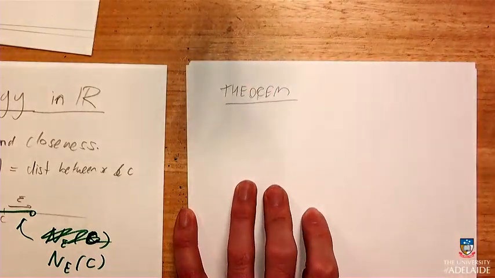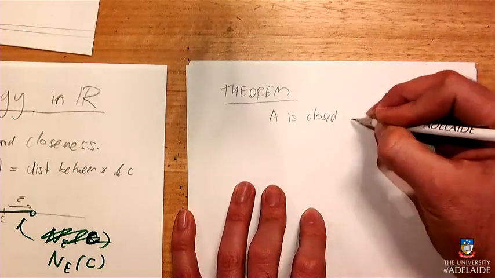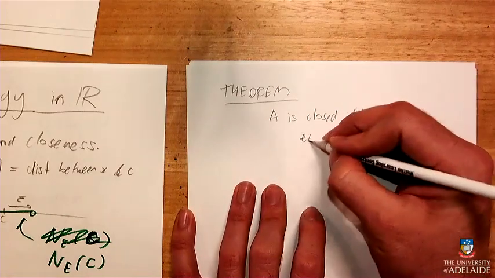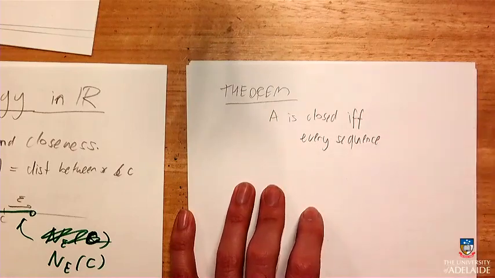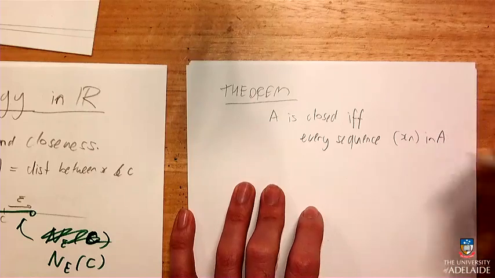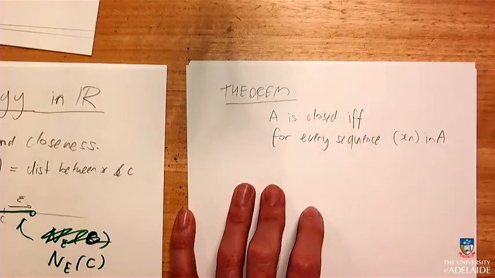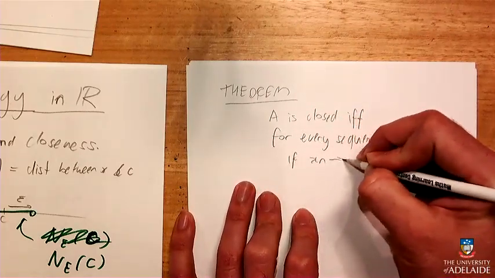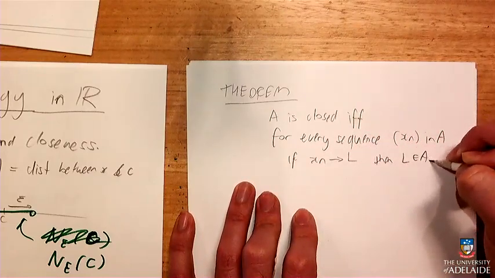Which goes, A is closed if and only if every sequence xn in A, for every sequence xn in A, if xn goes to L, then L is in A.